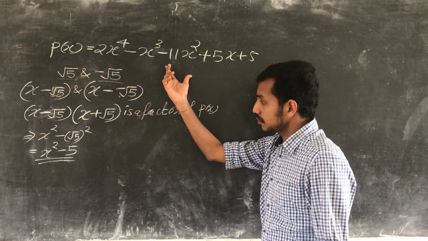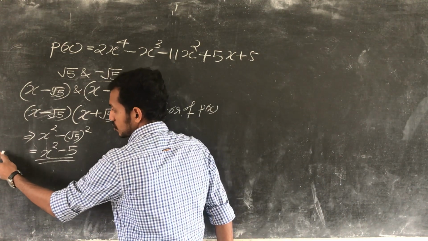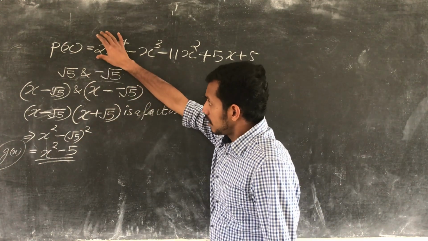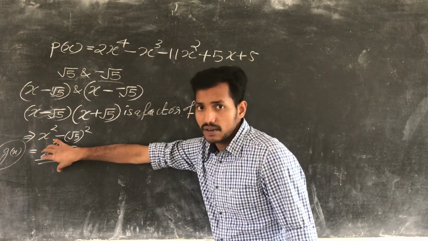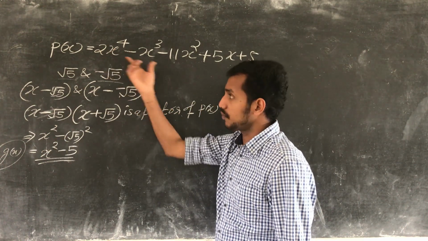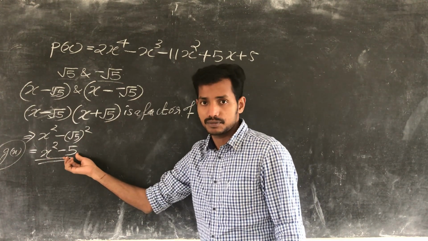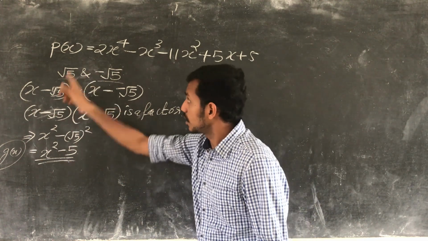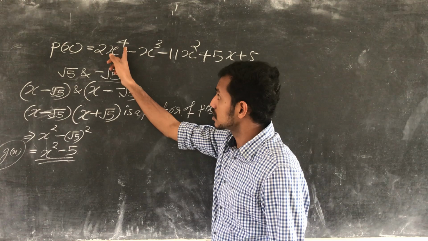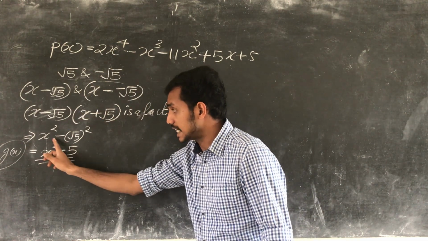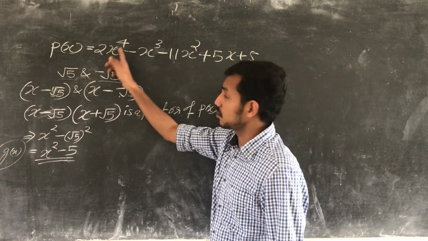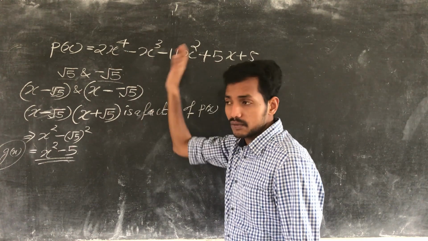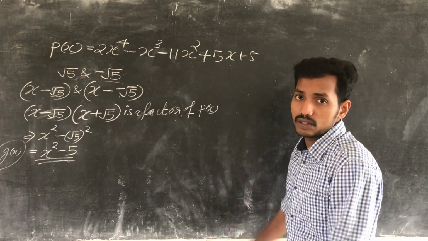Clear? Now, suppose we are considering this as g of x. If we divide p of x by this polynomial, we will get another polynomial as a quotient q of x. The remainder should be 0 because this is a factor. After getting the quotient, that will be a quadratic polynomial. p of x has degree 4 and g of x has degree 2, so when we divide, we will get a quotient that is a polynomial of degree 2. Okay? After factorizing that polynomial, we will get the other two zeros.